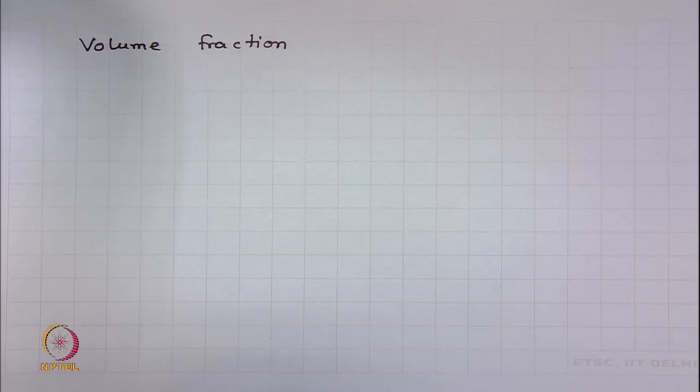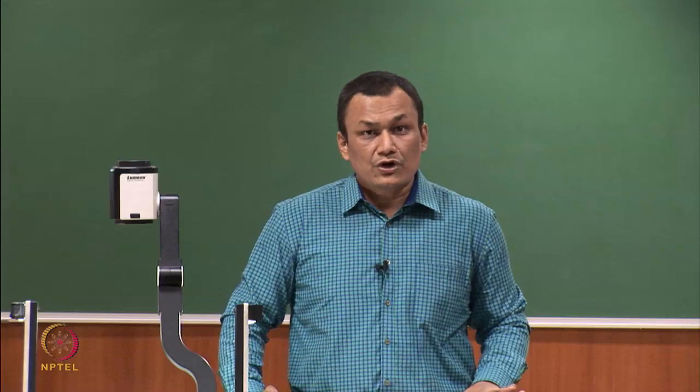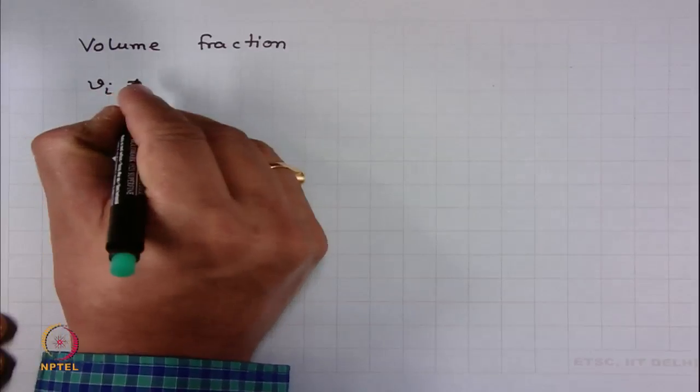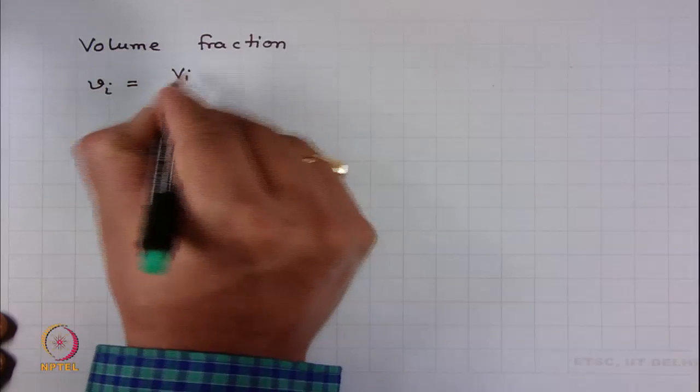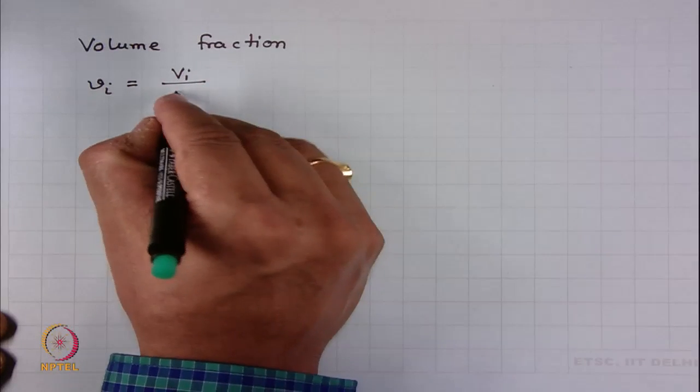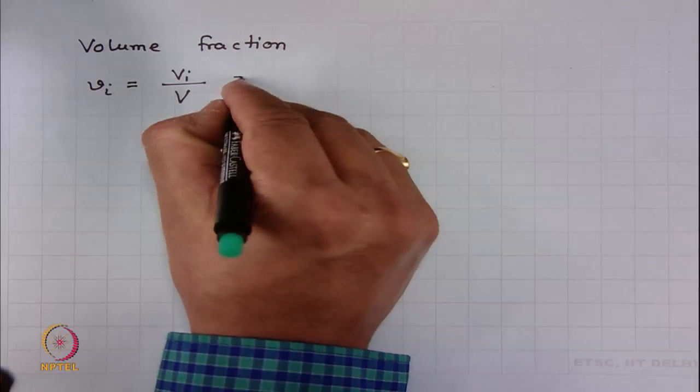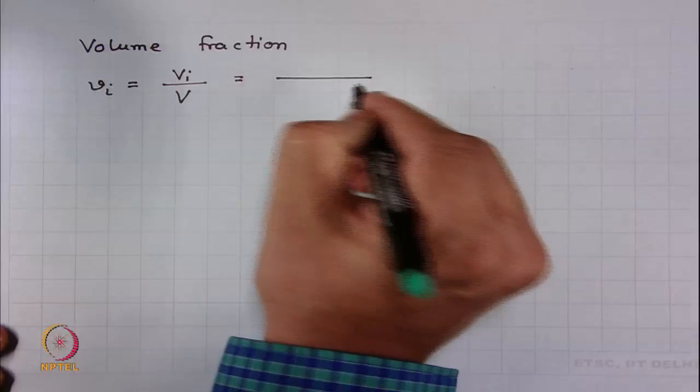We know about mass fraction. Now, we talk about volume fraction. Volume fraction is defined by the volume of ith component of fibers divided by the total volume. Now, what is the volume of ith component fiber?